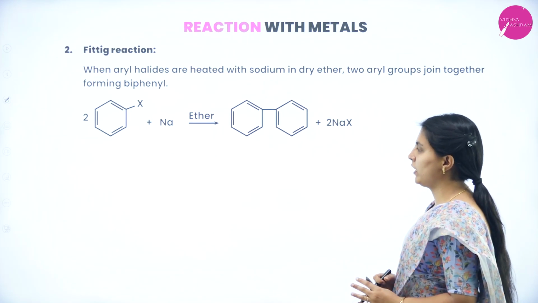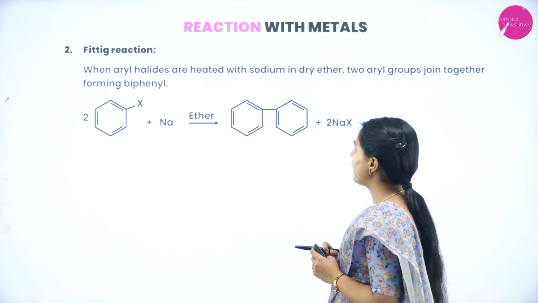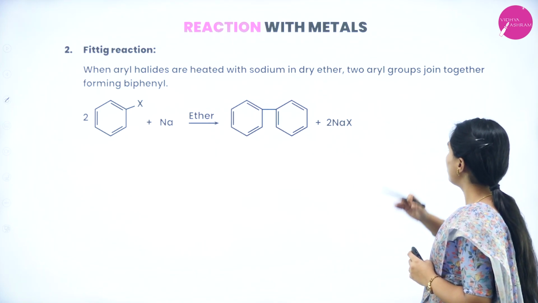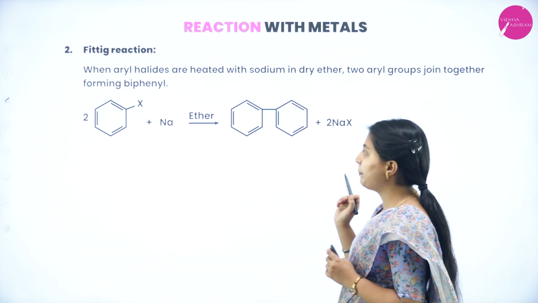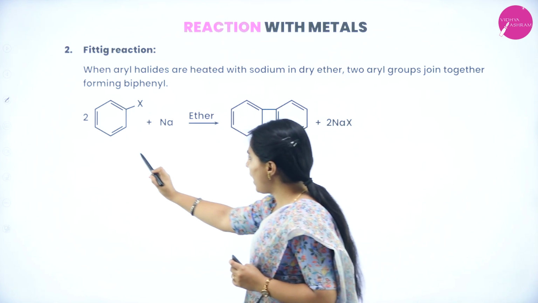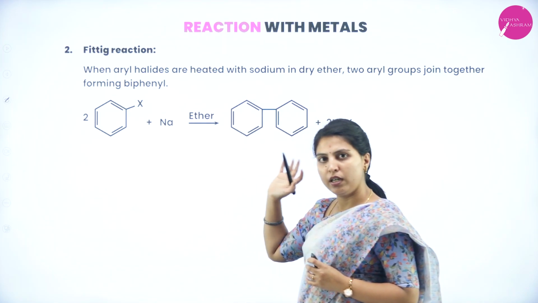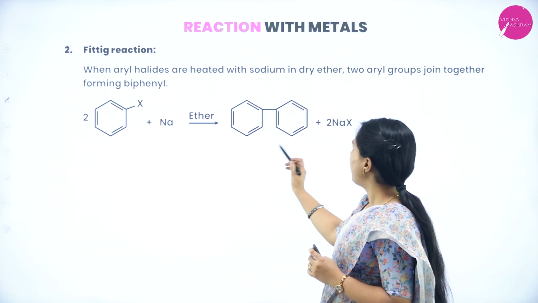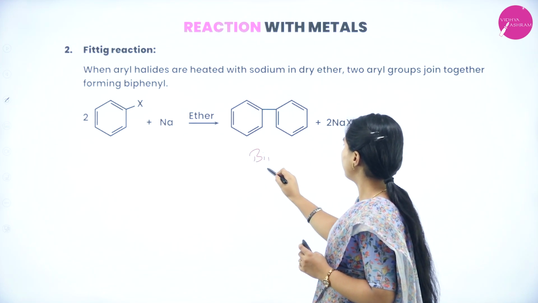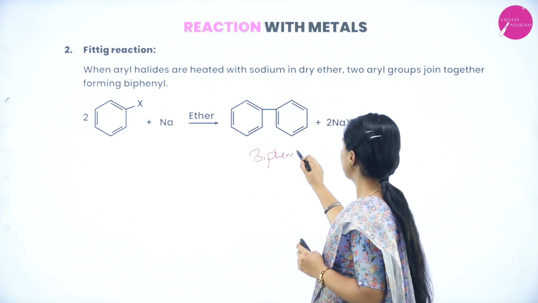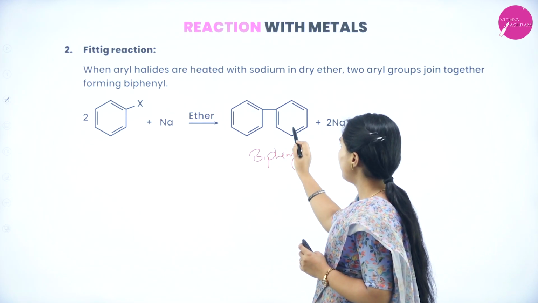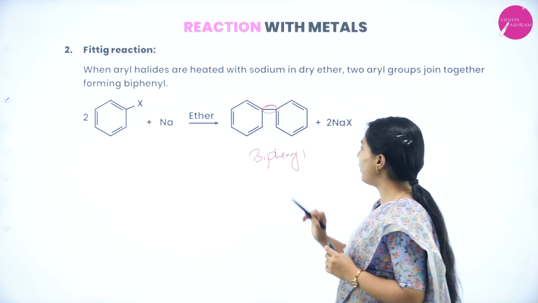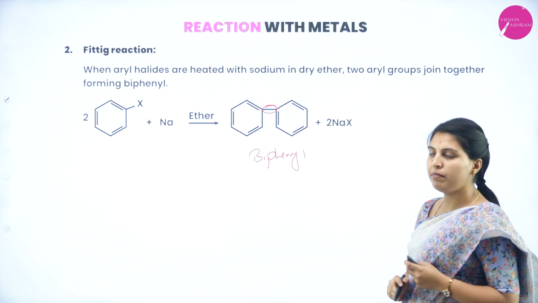Next, Fittig reaction. When aryl halides are heated with sodium in dry ether, two aryl groups join together forming biphenyl. When aryl halide is treated with sodium in the presence of dry ether, biphenyl will be formed. Two aryl rings are attached here. So, biphenyl with sodium halide.